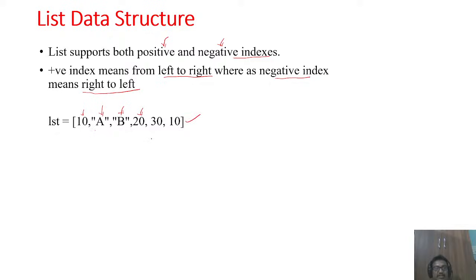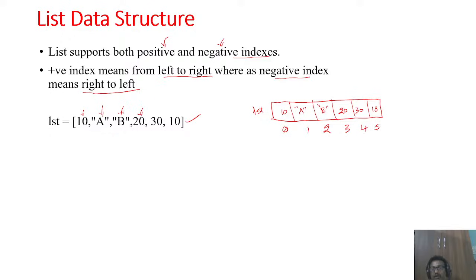If this is my list, how can I access it? I can access the list by using a positive index and also a negative index. If this is 10 and this is a, if you look at the memory diagram of this list, it will be like this inside the memory. This entire block of memory is accessed by using the name. From left to right the index starts from 0: first element index 0, and 1, 2, 3, 4 and 5 are the positive indexes.